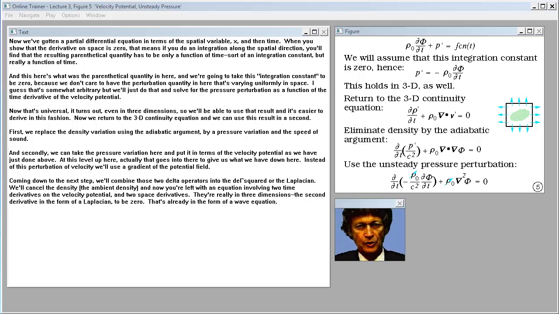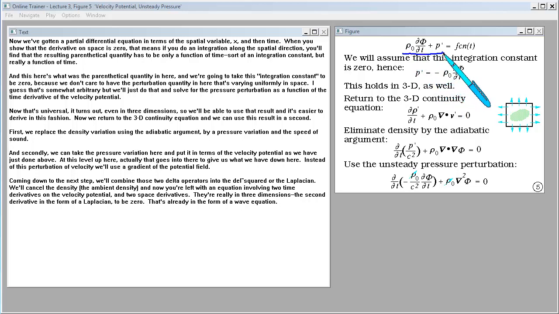Now we've gotten a partial differential equation in terms of the spatial variable x and then time. When you show that the derivative on space is zero, that means if you do an integration along the spatial direction, you'll find that the resulting parenthetical quantity has to be only a function of time, sort of an integration constant, but really a function of time.